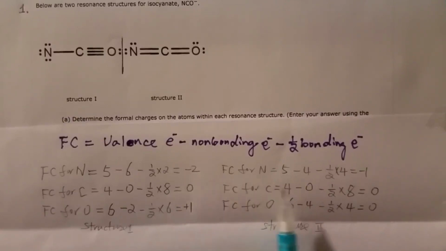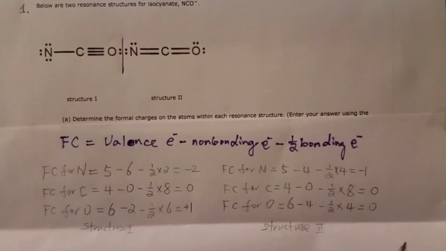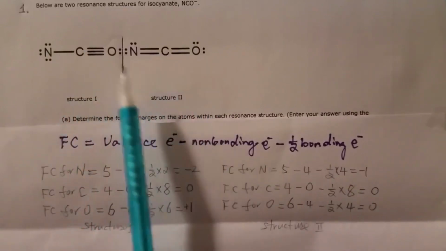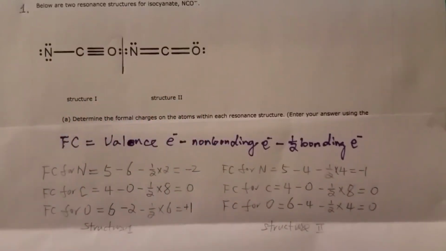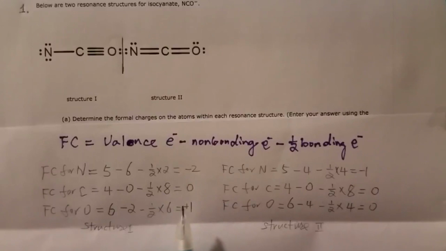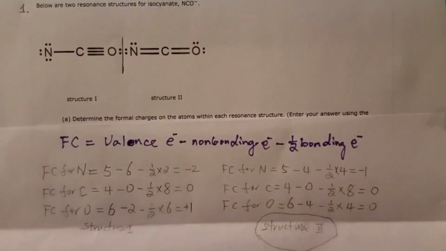And also the formal charges should be evenly distributed throughout the molecule, in this case, the ion. Based on this analysis, you see structure 2 is -1, 0, 0. So it's much more minimized than here, the formal charges. So that's why structure 2 is more favorable among those 2 resonance structures.